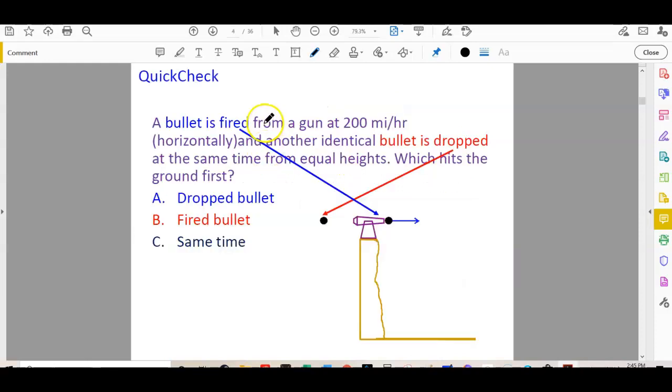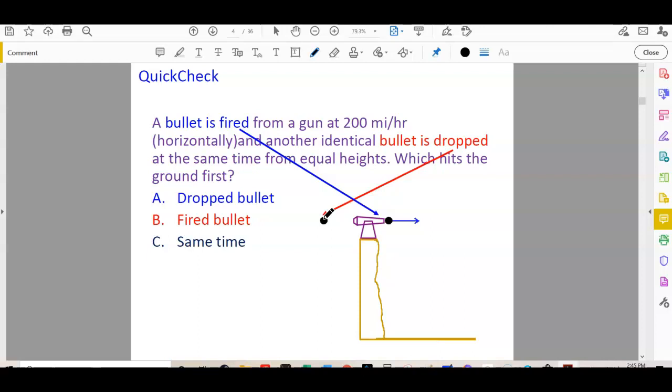Well, let's get to it. Suppose you're given a problem like this. A bullet is fired from a gun at 200 miles an hour. Just think of how fast that is. And another identical bullet is dropped from the same height. At the moment that this bullet leaves the barrel, you drop this other bullet with no initial velocity, and you let them both go. Which one is going to hit the ground first?